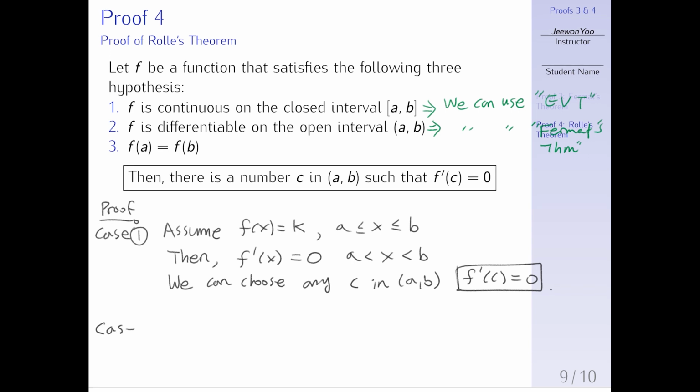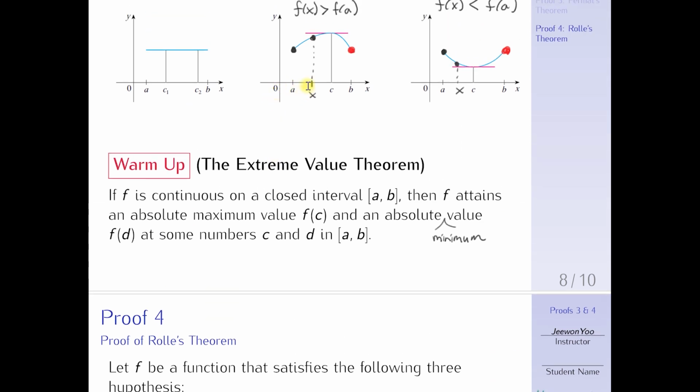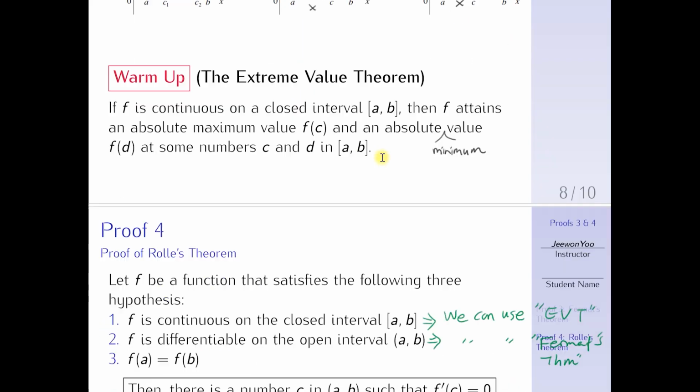Case 2. This is where we assume a y value f of x is greater than the y value f of a for some x in between a and b. You know what this means? It means if I go back to the picture, for some x in between a and b, this y value is higher than the f of a. In other words, f of a cannot be a maximum.